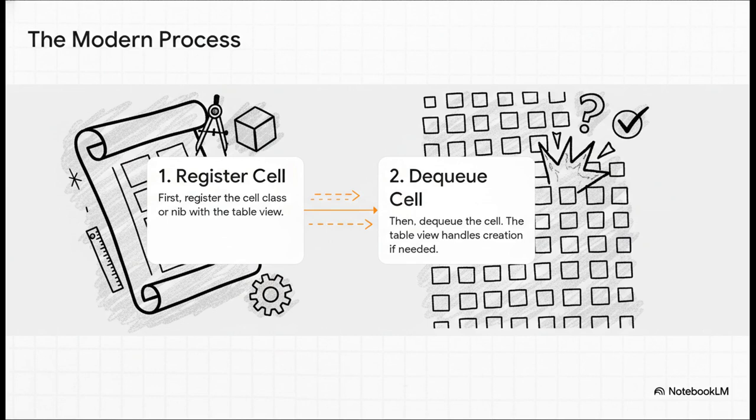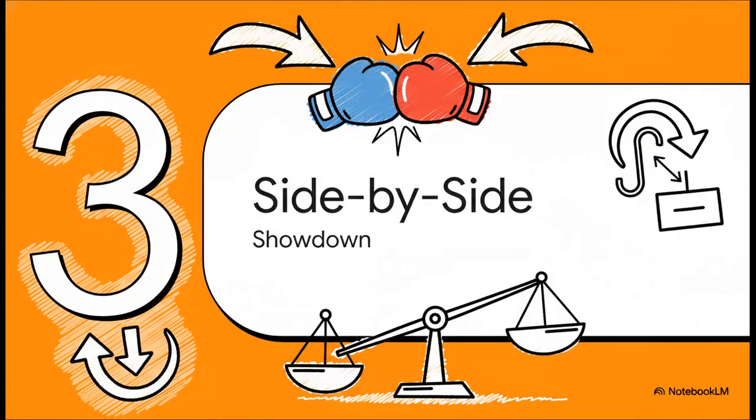So how does it pull off this magic? It's a really simple two-step process. First, up front, you register your cell with the table view. You're basically giving it a blueprint. You say, hey, table view, if you ever need a cell with this identifier, here's how you build one. Then later, when you call the dequeue method, the table view handles it all. If there's a cell to reuse, you get it. If not, it just uses that blueprint you gave it to make a new one on the spot. It's totally foolproof.